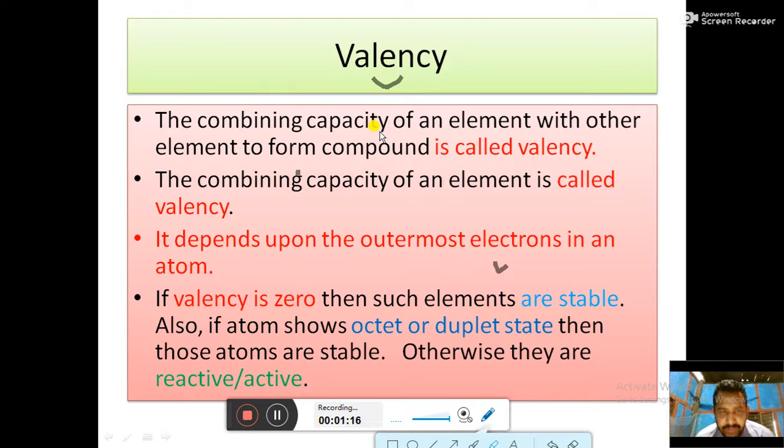And the second question: on what factor does valency depend? It depends upon the outermost electrons. That's why we call the outermost electrons valence electrons too. And if the valence is 0, it means that the atom is stable, so it doesn't take part in chemical reactions. Otherwise, if the valence is not 0, they take part in chemical reactions.